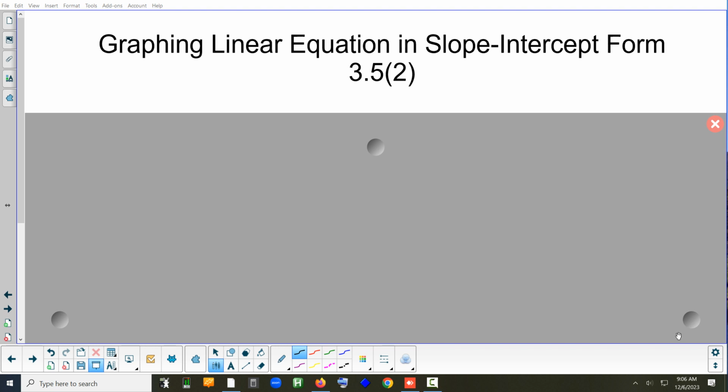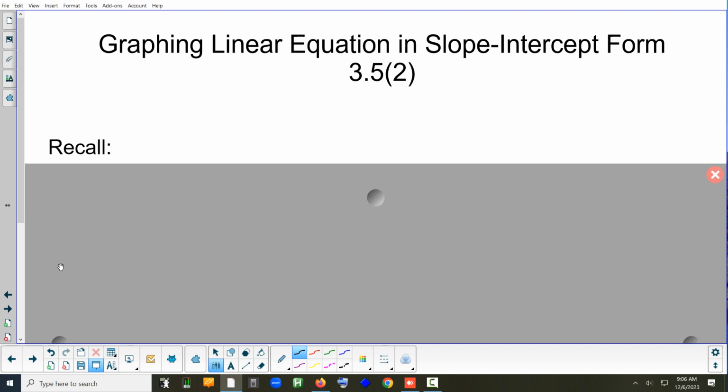So last section we're going to look at is 3.5 part 2. We're still talking about slope-intercept form, but we're going to focus more today on graphing. Just a reminder, what is the equation that we use for slope-intercept form? Rise over run. Okay, so that's the slope part of it. That's how you find the m, rise over the run. But what's the whole equation, including the m?